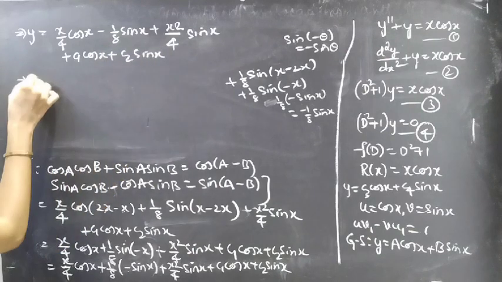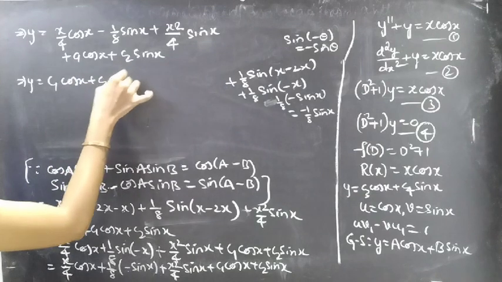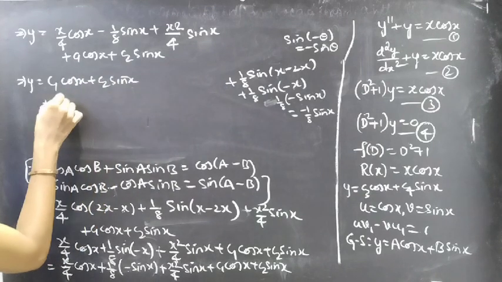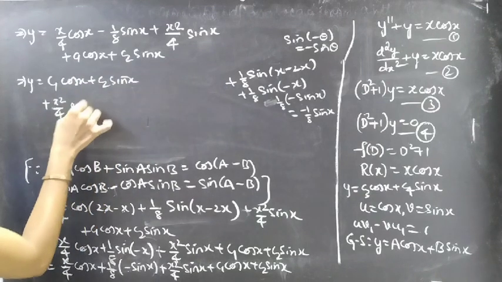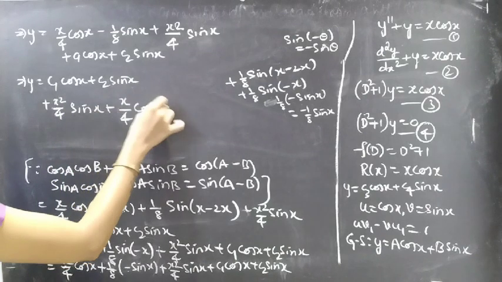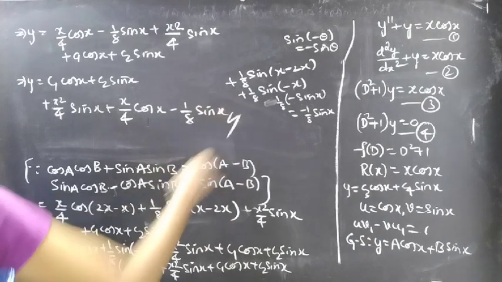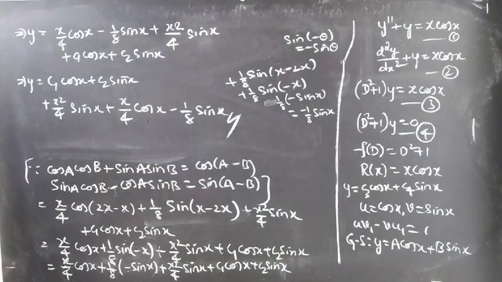Or you can write it as y equal to c1 cos x plus c2 sin x plus x square by 4 sin x plus x by 4 cos x minus 1 by 8 sin x, which is the required solution.